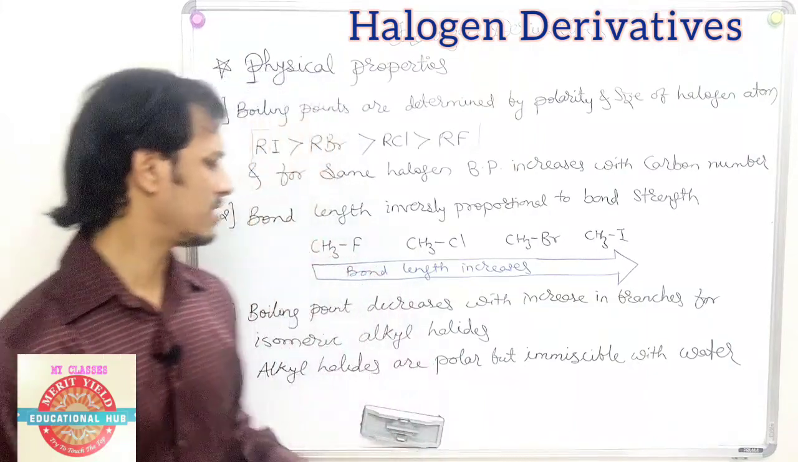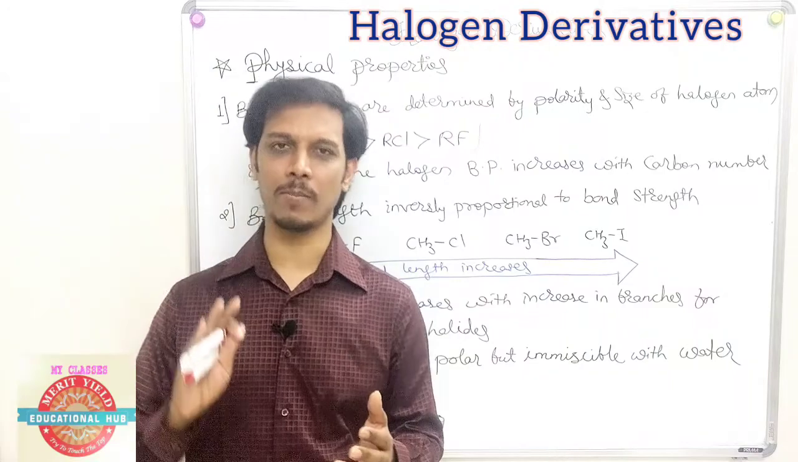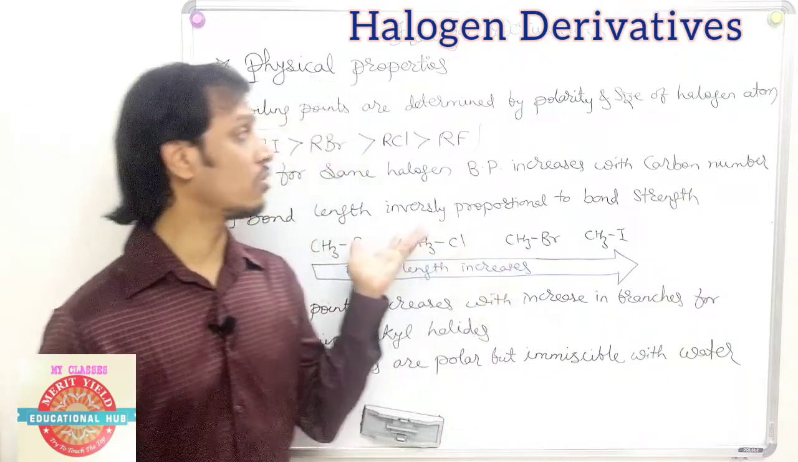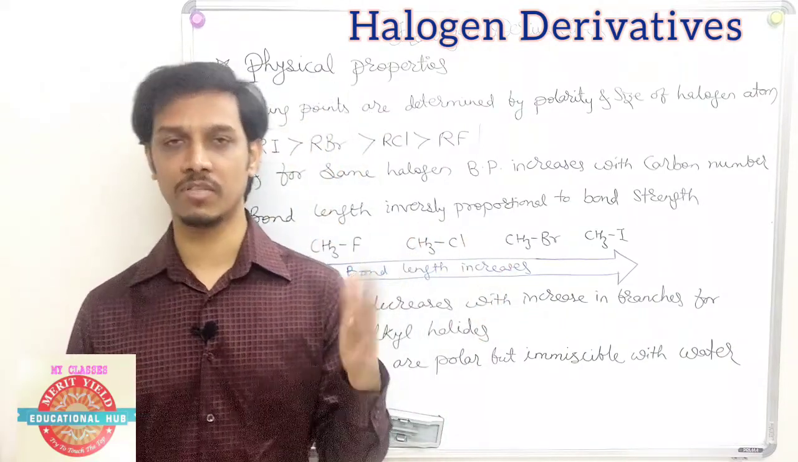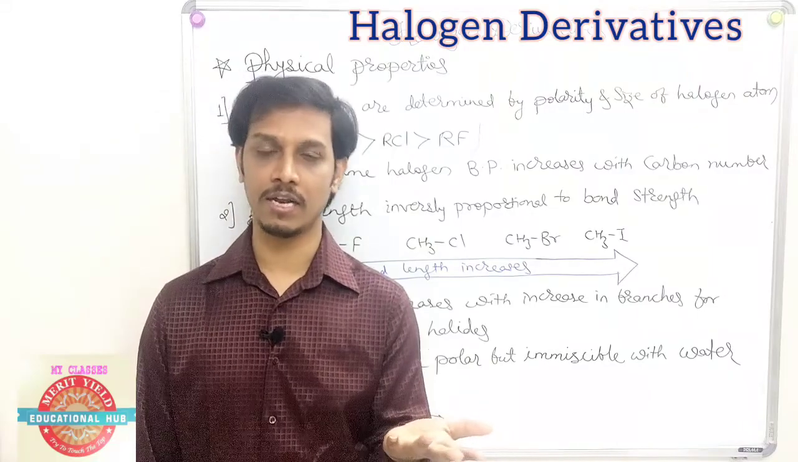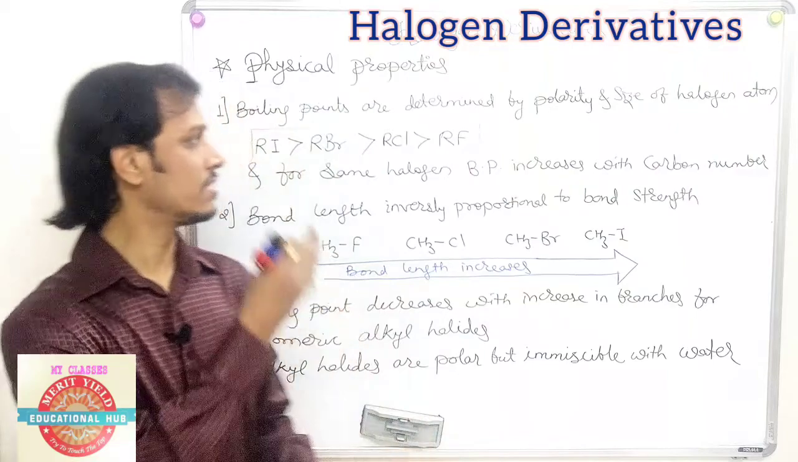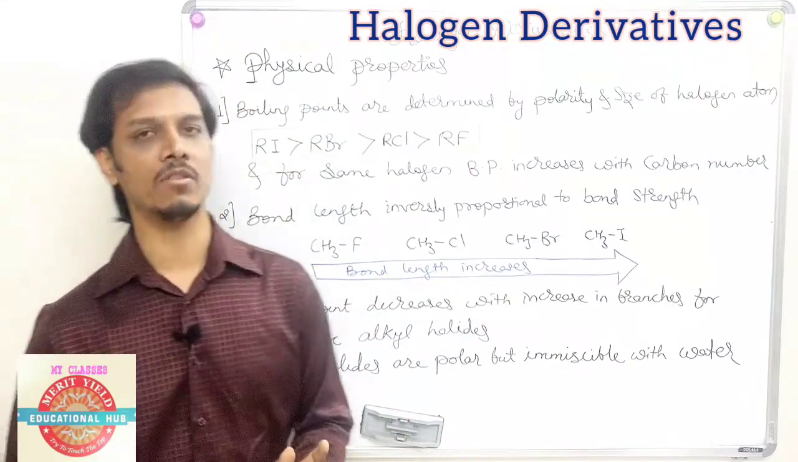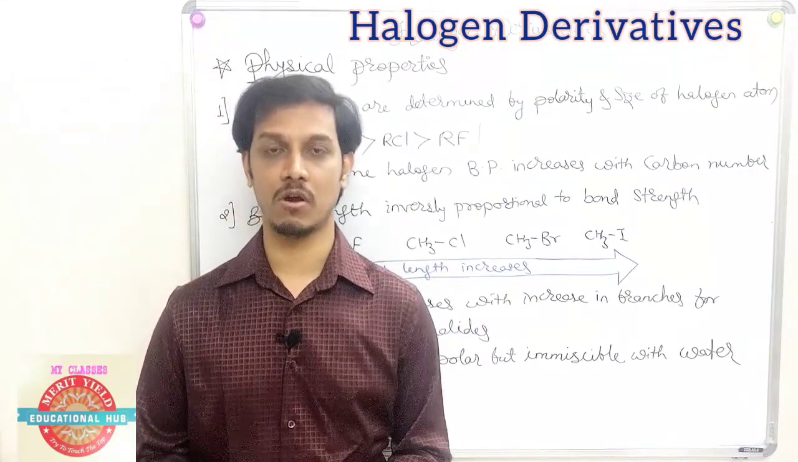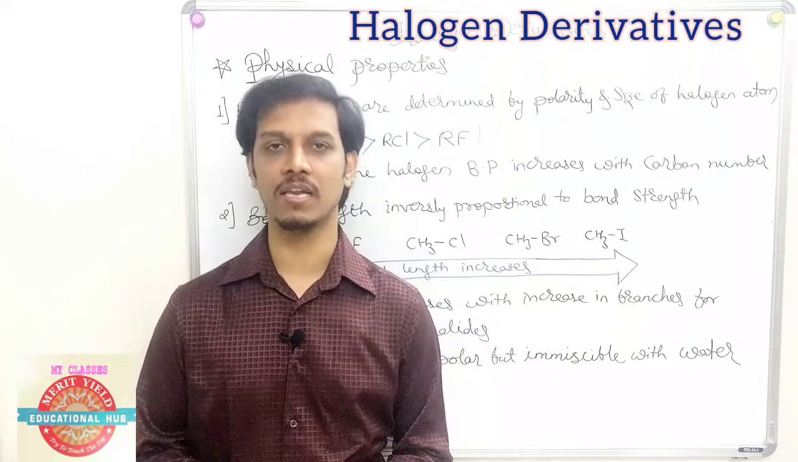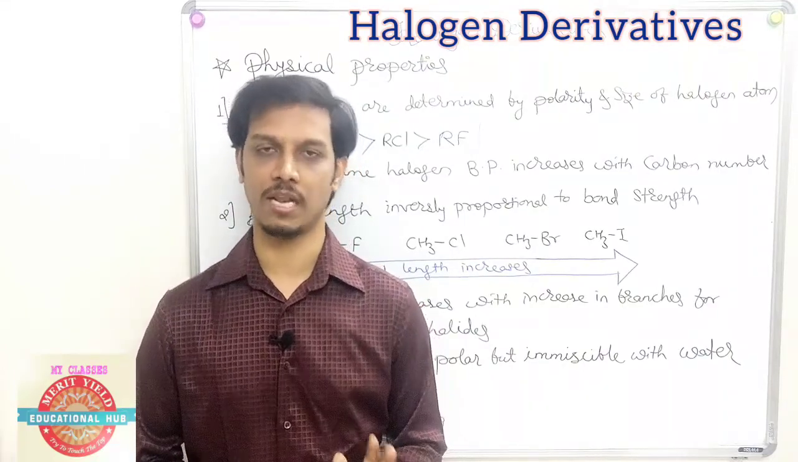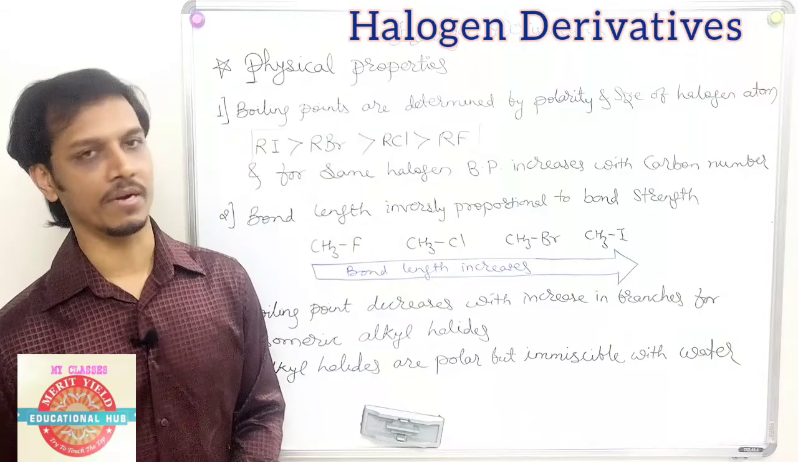So there are so many physical properties, we cannot stop here. This is only for alkyl halides. If you merge this with aromatic derivatives of halogen, then it becomes much more complicated. But for now, these are the 4 very important physical properties of halogen derivatives of alkanes, specifically alkyl halides, for your syllabus. So that's all about the physical properties.